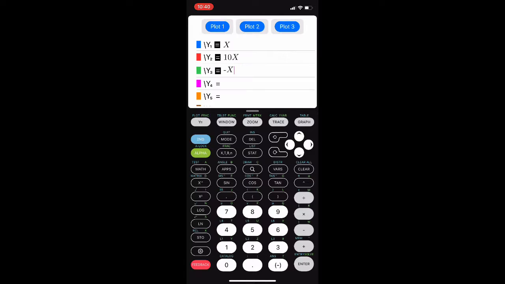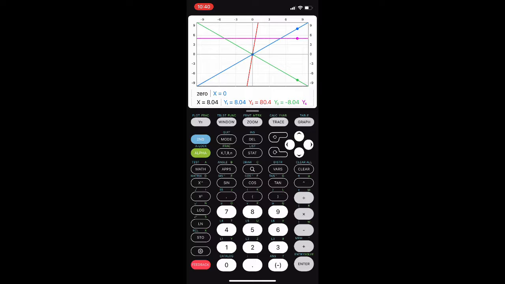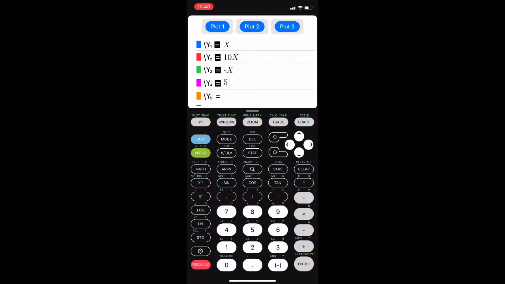Now, what happens if we do y equals 5? There is no x at all. What would the line look like? It would look like a horizontal purple line right there with a zero slope. HOY, like hoy, horizontal, zero slope, y equals is the equation of that line.